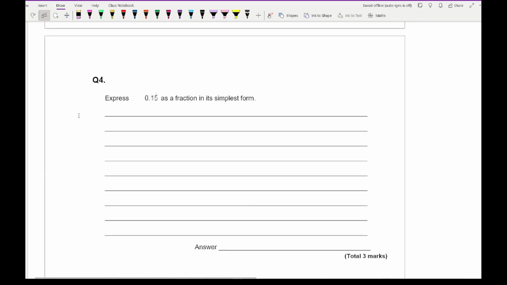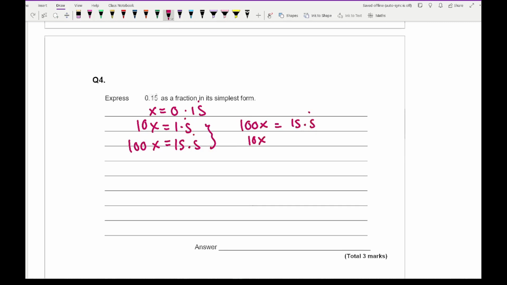Then moving on to question 4, it says express 0.15 recurring as a fraction. For this, I'm just going to use the method of algebra. I've got x equals 0.15 recurring, times it by 10 and I get 1.5 recurring, times it by 100 and I get 15.5 recurring. Then using these two, 100x minus 10x equals 15.5 recurring minus 1.5 recurring. Take the numbers away, so I end up with 90x equals 14. So x equals 14 over 90, which is 7 over 45, and there is my final answer.